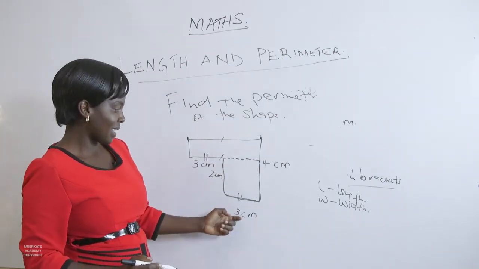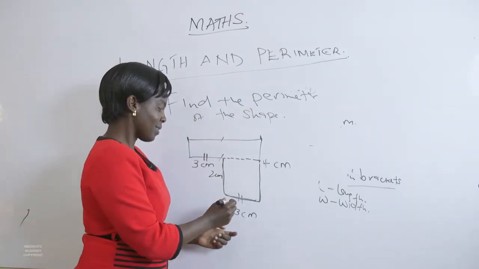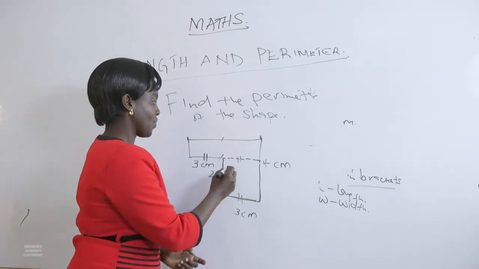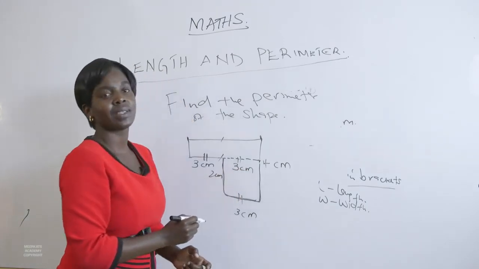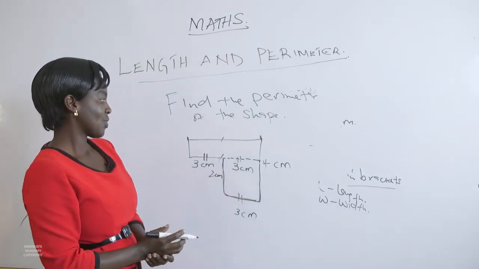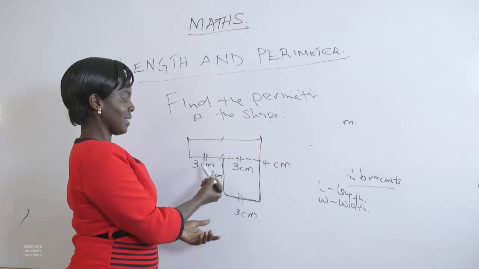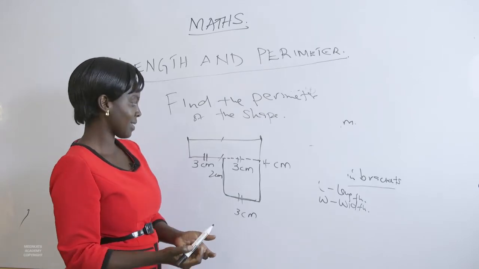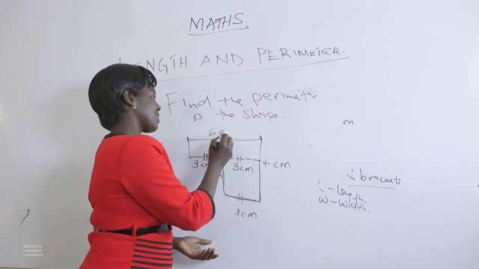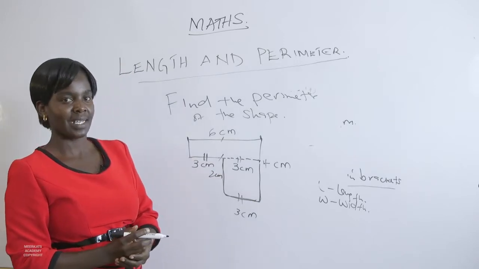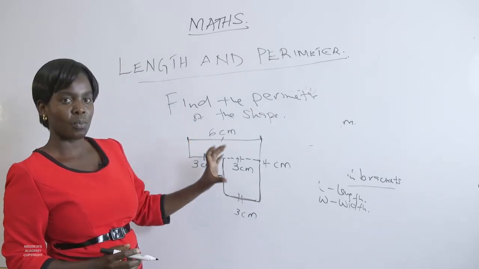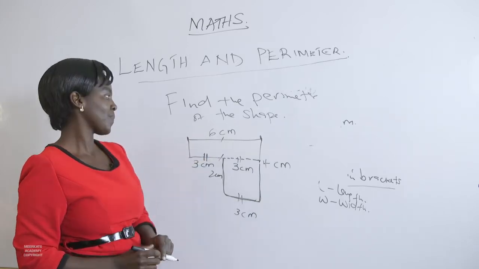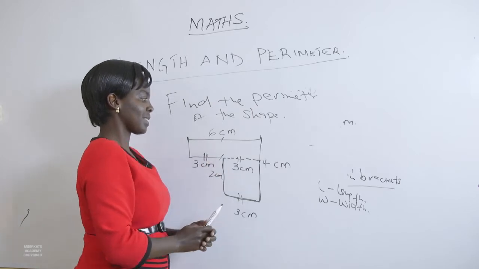So then if this is another rectangle, then it means that also this side and this side are equal. So this is also 3 centimeters. So if this is 3 centimeters and this is 3 centimeters, we can add the 2, and what do we get? 6 centimeters. So that means this is also 6 centimeters, because as we said earlier, a rectangle has opposite sides equal. This side and this side must be equal. That's why we are saying this one must be 6 centimeters.